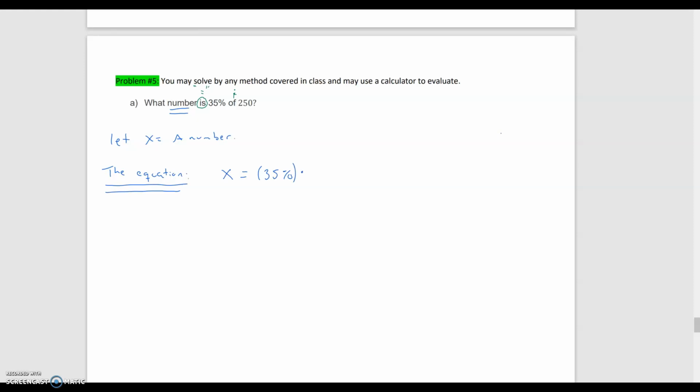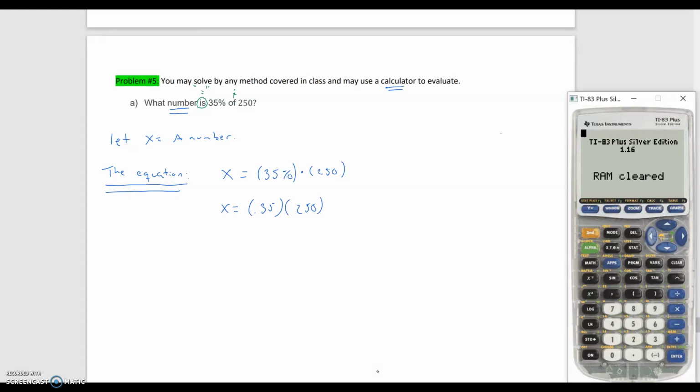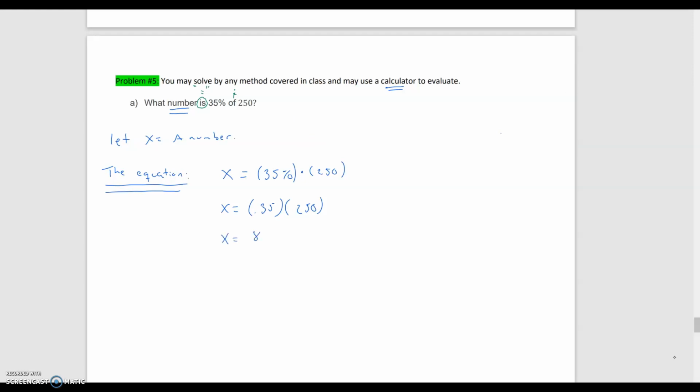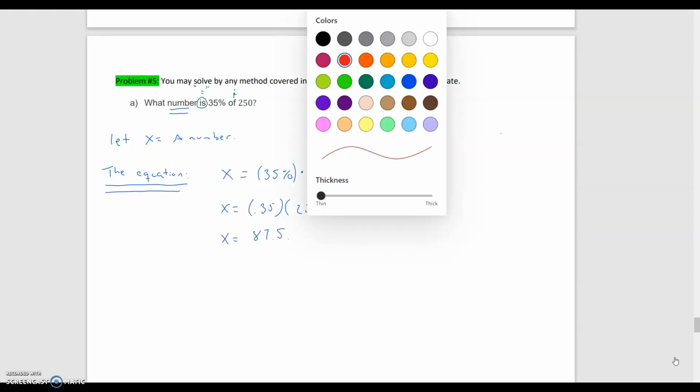and technically 35% of means multiplication, and then this will be 250, or x is equal to 0.35 times the value of 250. They do want us to punch it into the calculator. So in this case, 250 times 0.35 is equal to 87.5. So x is equal to 87.5. That's going to be our solution.